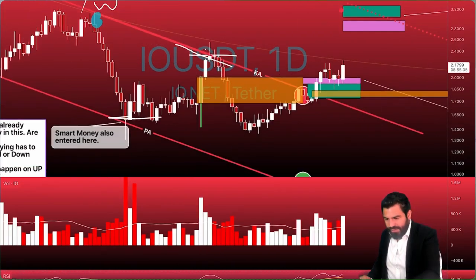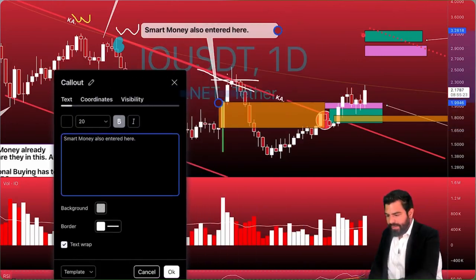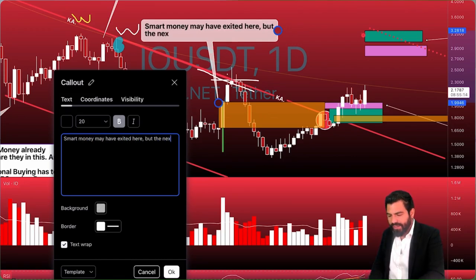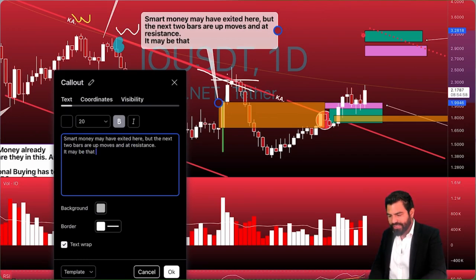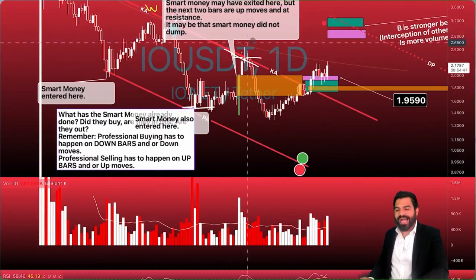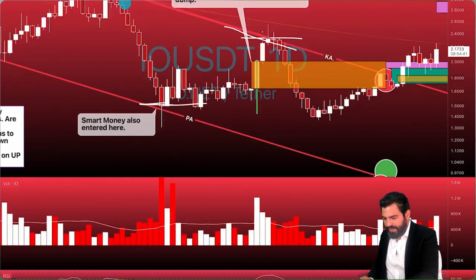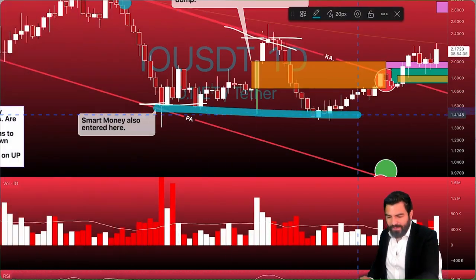So if they got up here, I'm going to type this in, okay, just for all your notes. Smart money may have exited here, but the next two bars are up moves and at a resistance. It may be that smart money did not dump, okay? Maybe it's just a natural move. I would be looking for very high volume up bars. Now you can say, well, we went down, but look where we went down to. We went down to the same places where they entered.